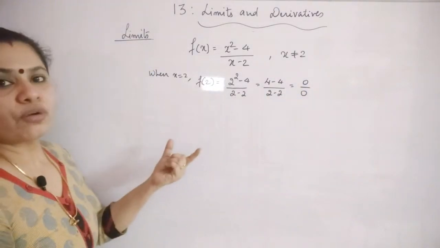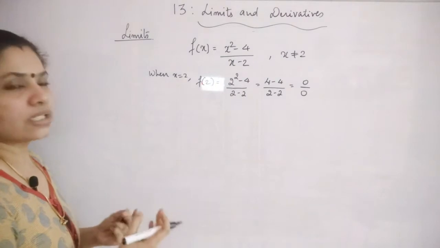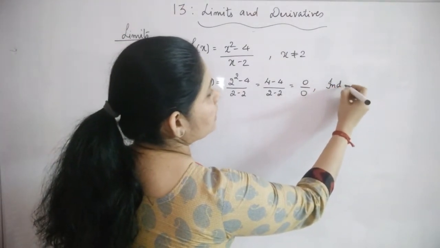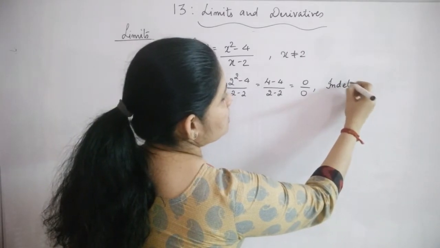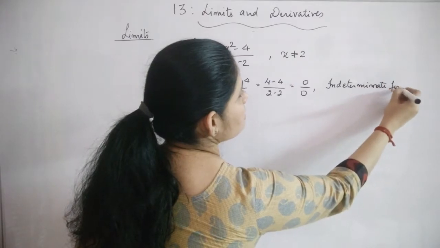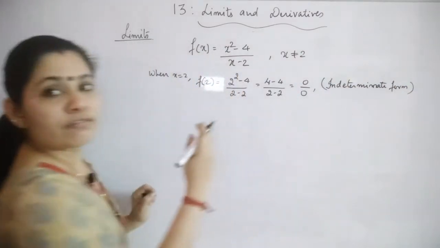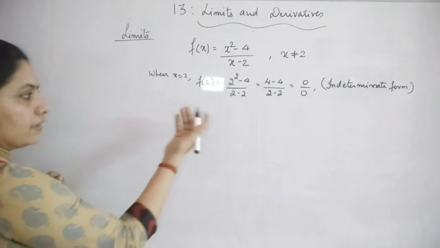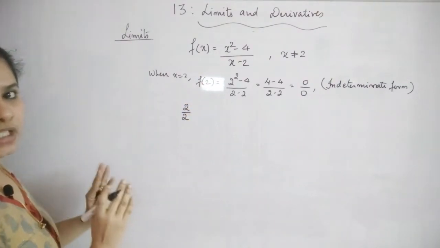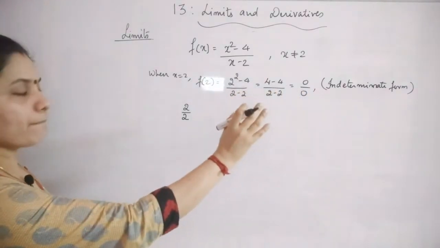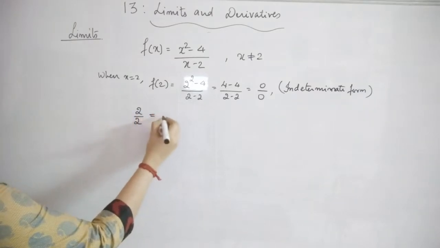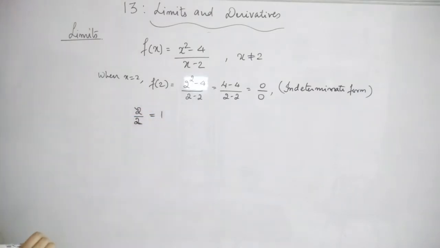Now when you get a form like 0 by 0, it is defined to be an indeterminate form. Now why are we saying that this is an indeterminate form? For that let's see a number, suppose you are taking 2 by 2. I'm just making you understand what is an indeterminate form. Now if you are taking 2 by 2, you will write it is nothing but 1, right?